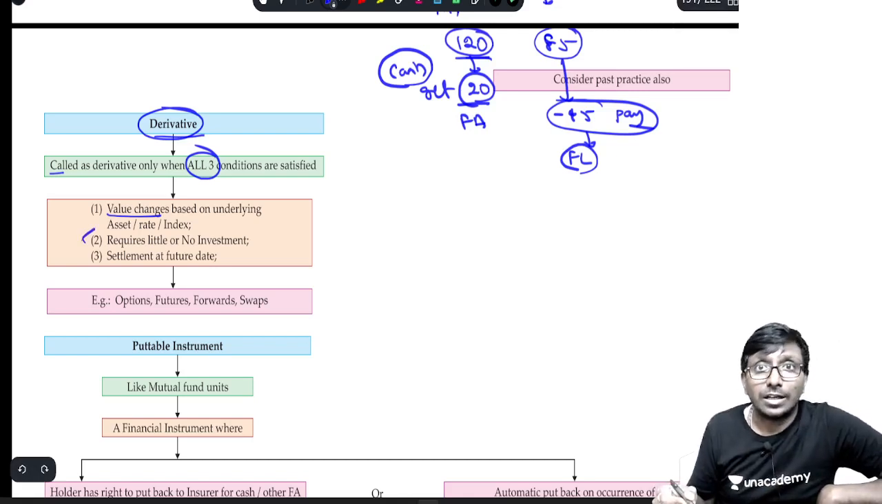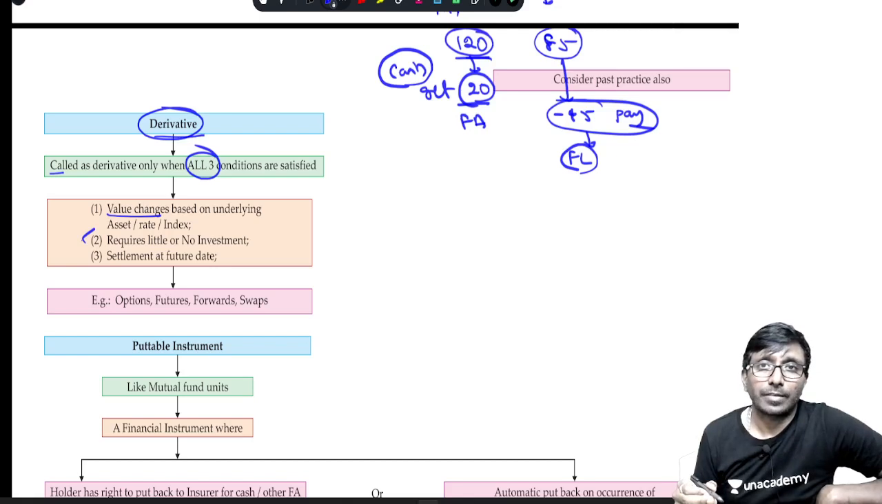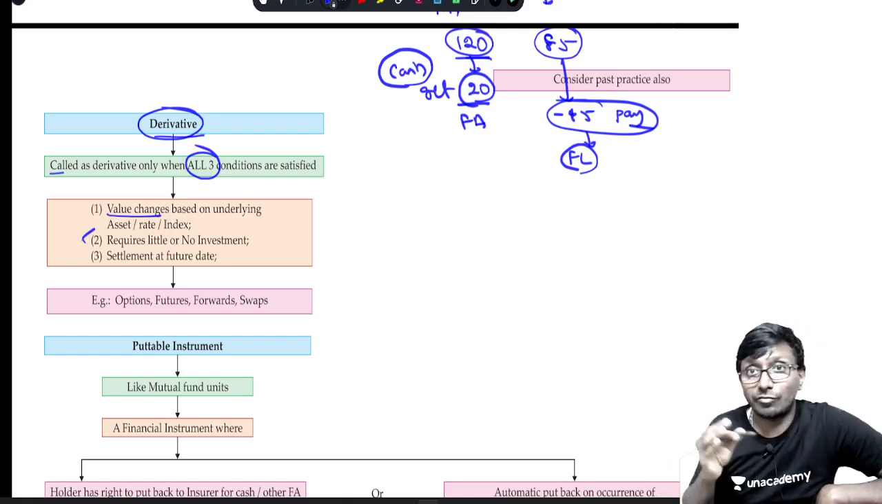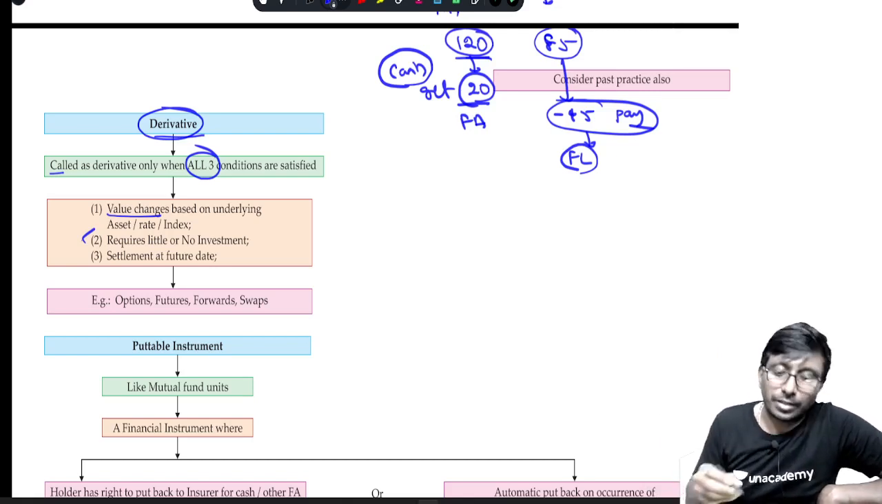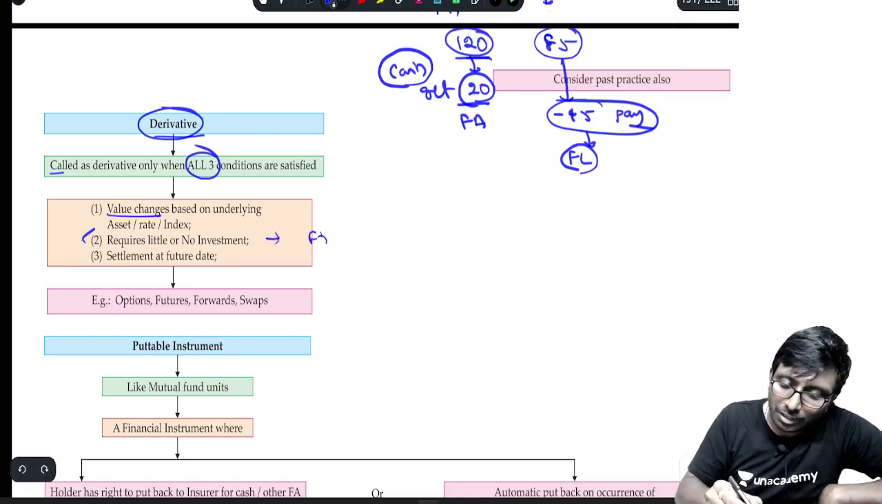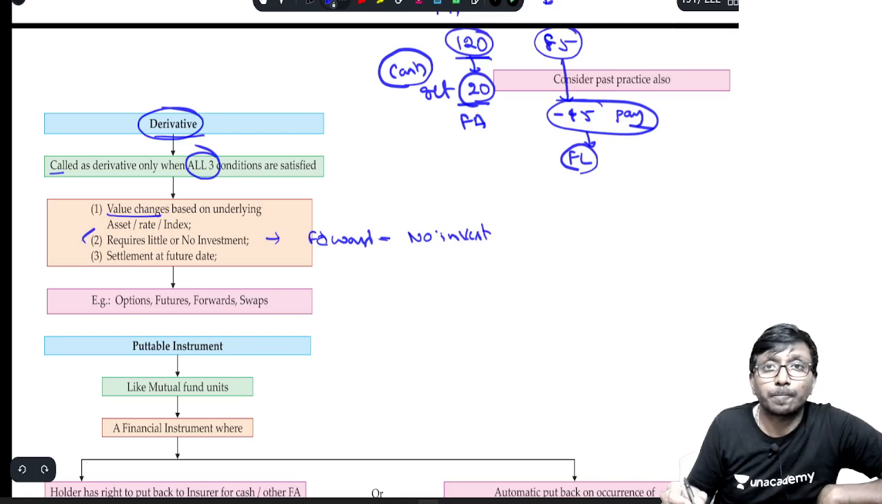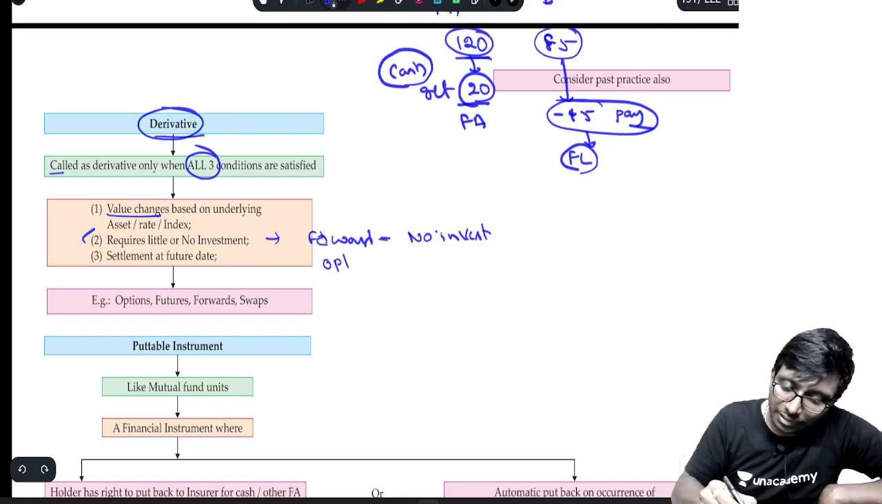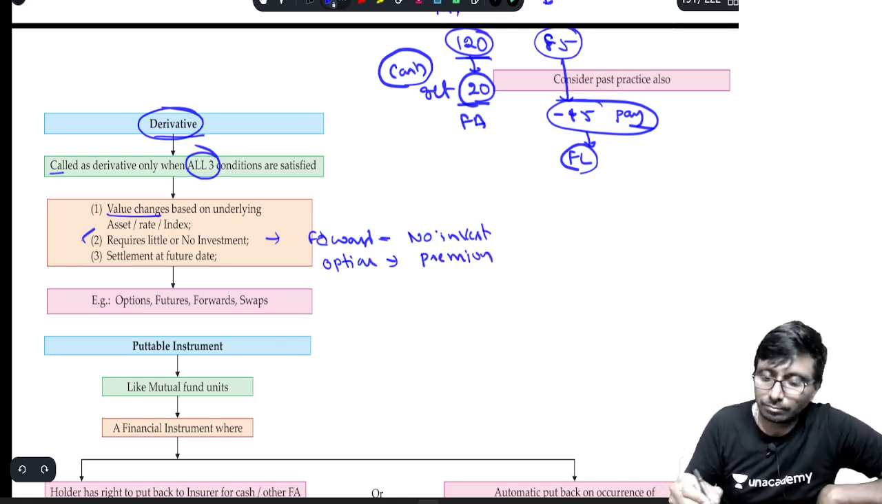That is the first and foremost condition. Next, it may require a little investment, or it may require no investment. If you remember, in case of a forward contract, there will not be any investment, correct? And in case of an option, do you need to pay some money? Yes, we have to pay money. That is called premium, correct?